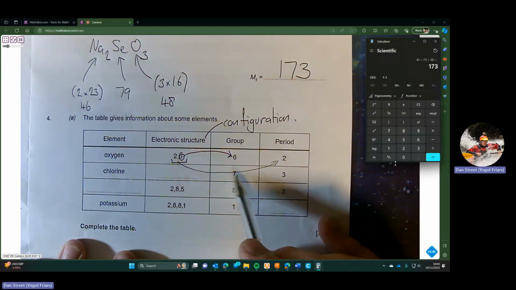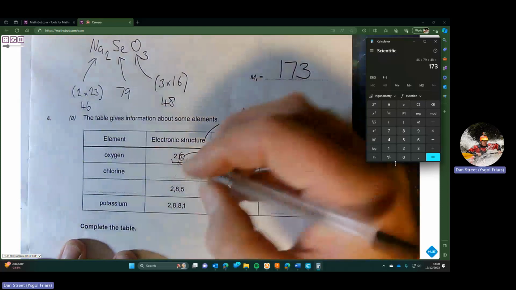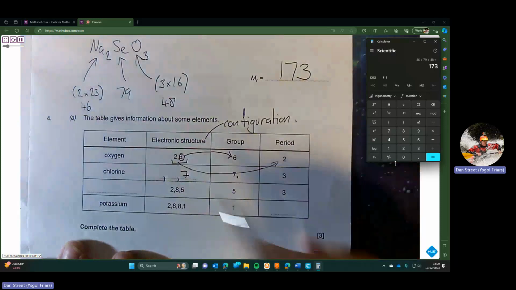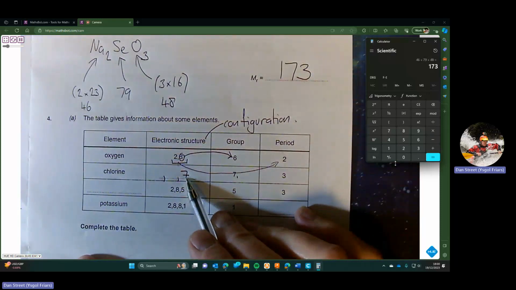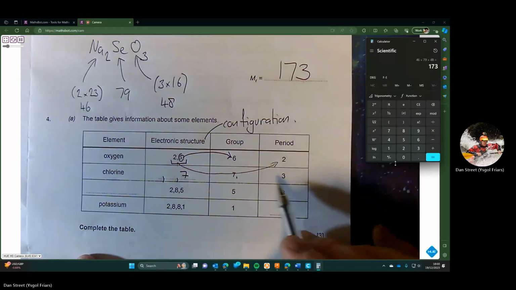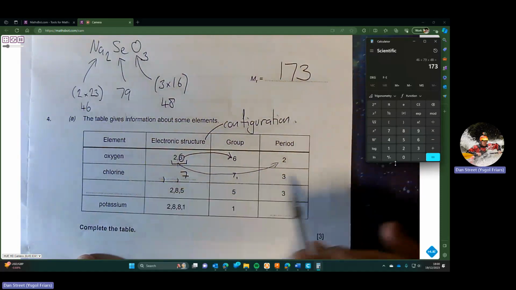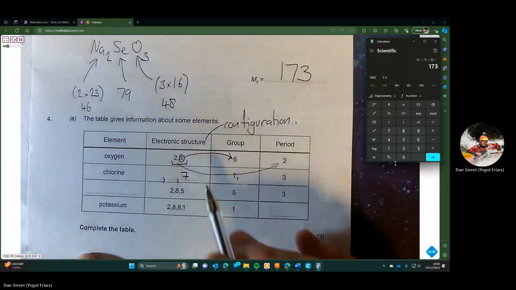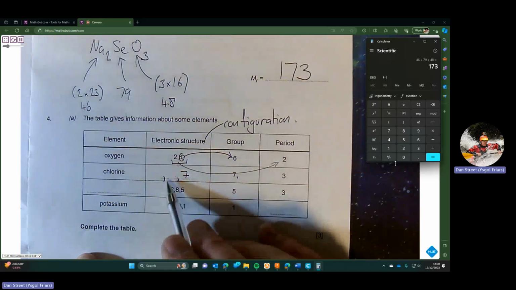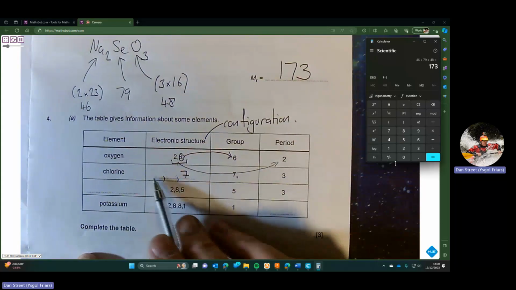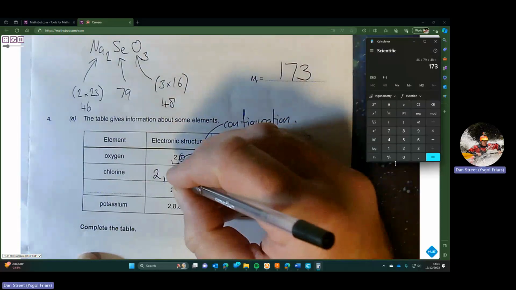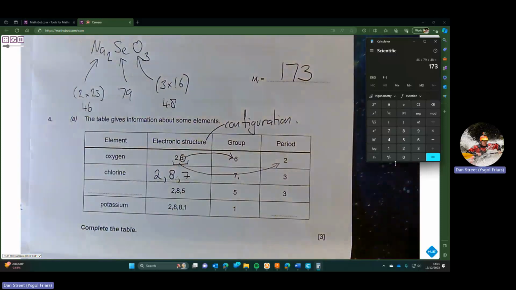So the group number is the last number in the configuration, so that's a 7. And we know we're going to put 2 numbers before the 7 because the period number tells us how many shells are occupied. And so there are three of them that are occupied. This is the last one, so the other two must be occupied. And these two shells must be full. So the first shell is full with 2 electrons in it, and the second shell is full with 8 electrons in it. Okay, so the configuration is 2, 8, 7.